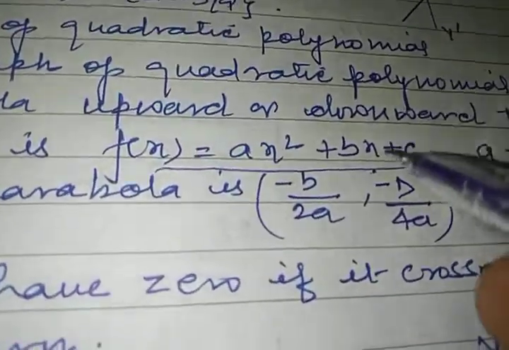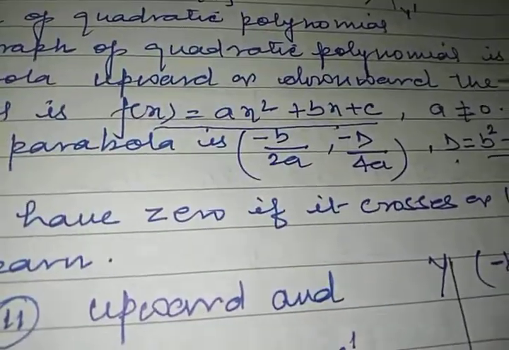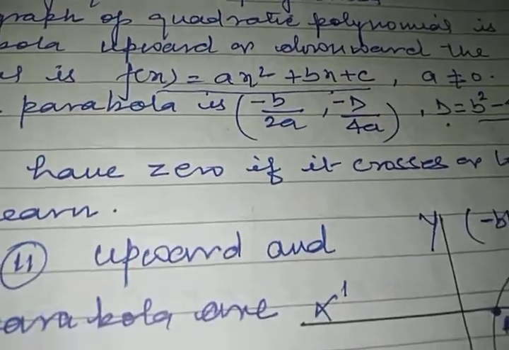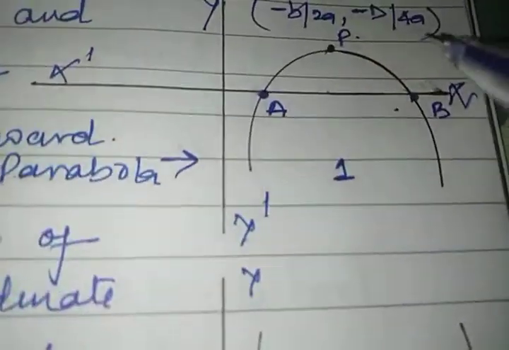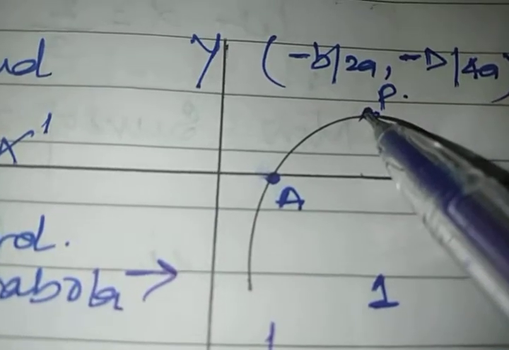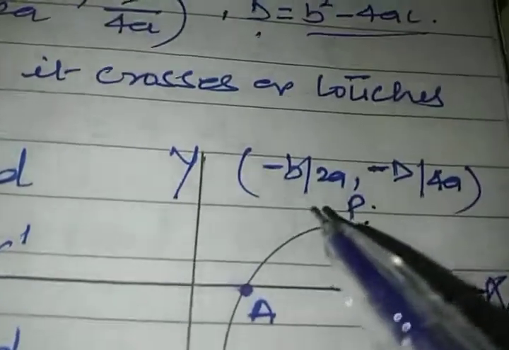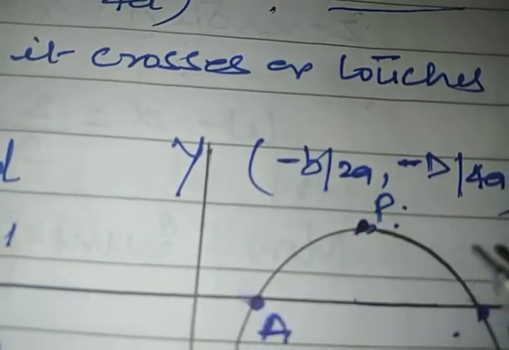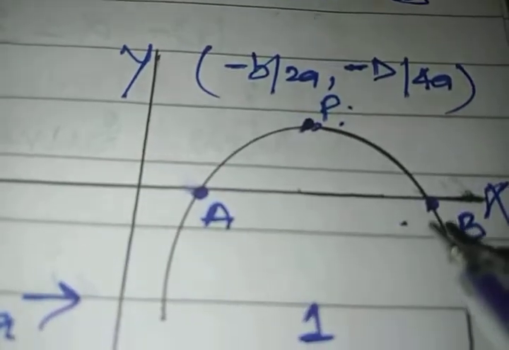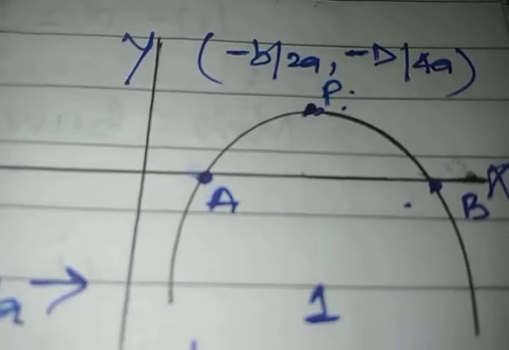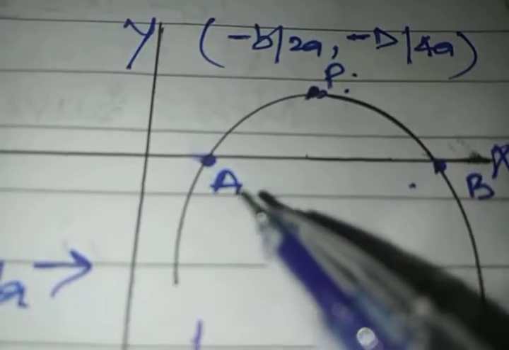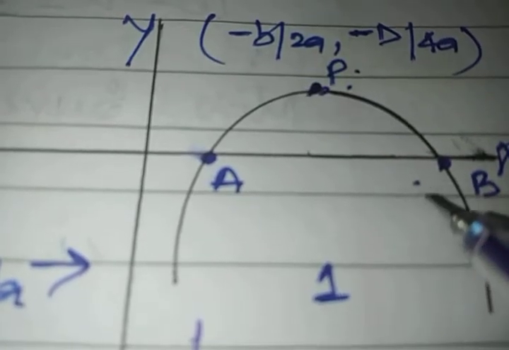So for this polynomial, just remember one thing: the curve will be in the shape of a parabola. This is something new for you. I've drawn here the shape of a parabola. The topmost point is called the vertex, given by P. Its coordinate will always be minus b upon 2a, comma minus D upon 4a. And these 2 points A and B are the zeros of the polynomial. Since it is of 2nd degree, it will be crossing the x-axis at 2 points. One point will be here, the other point will be here.